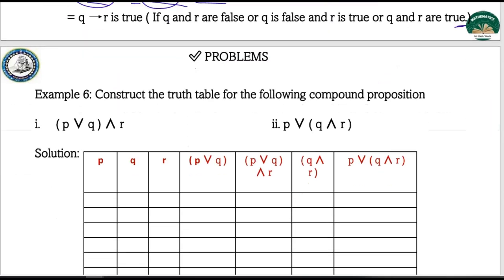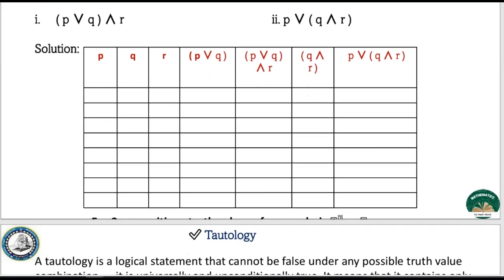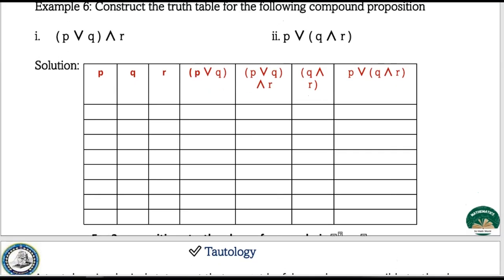Construct the truth table for the following compound proposition. How to construct the truth table? We have three components, so there will be 2 to the power of 3, which is 8 rows. Plus 1 for the heading, so in total we will be drawing 9 rows. Whenever three components are there, we will be drawing 9 rows.